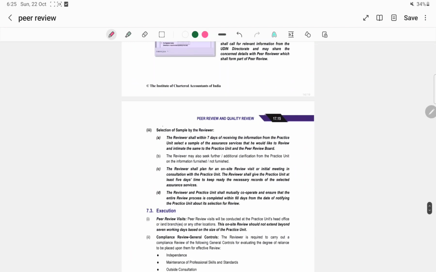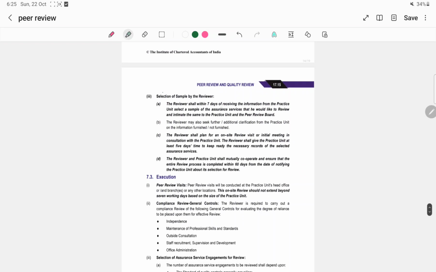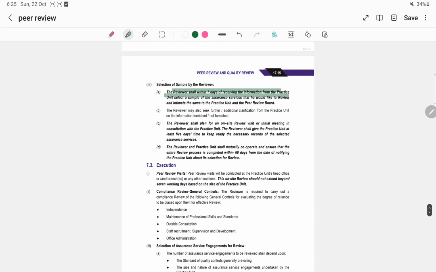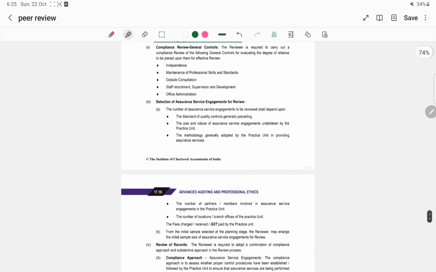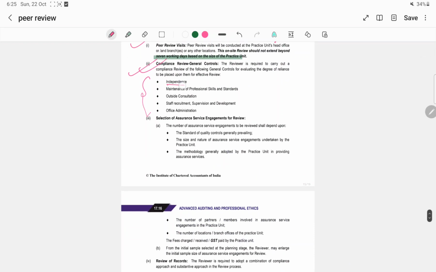Then comes the planning. See, here also it is 7 days. Then here it is 60 days. Then comes the execution part. Again here it is 7 working days. Then this compliance you have to remember. This is very easy, small points.